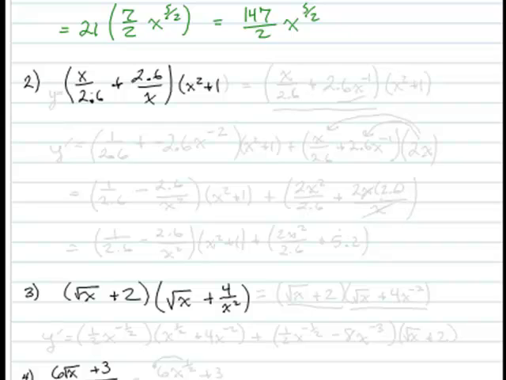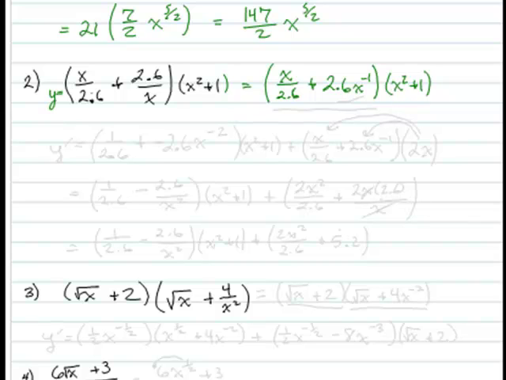In this next one, again, we're going to have a product rule. First thing I would do is rewrite the top. We'll leave the x over 2.6, or you could write it as 1 over 2.6 times x, plus 2.6x to the negative 1 times x squared plus 1. Now again, this will be a product rule.